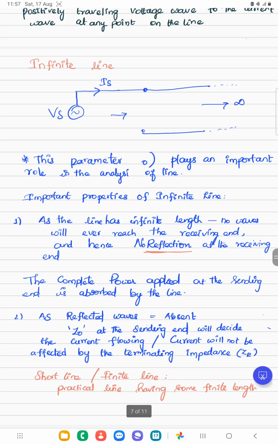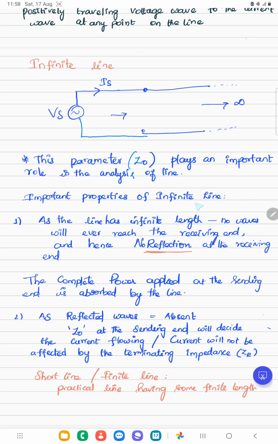Then the difference between an infinite line and a finite line. If we take an infinite line, we should have one voltage source and current source, and the line goes on. The parameter Z0 plays an important role in the analysis of this particular line.